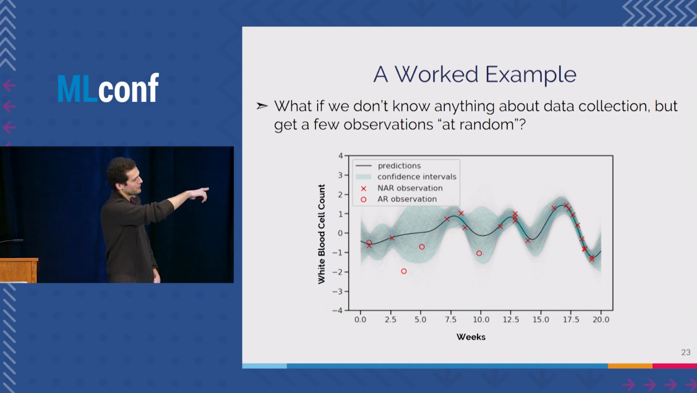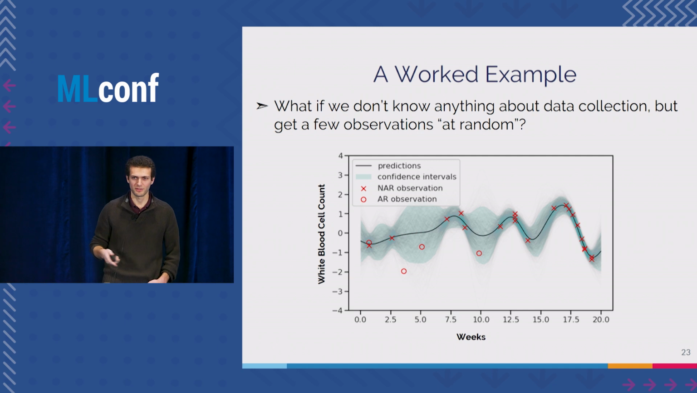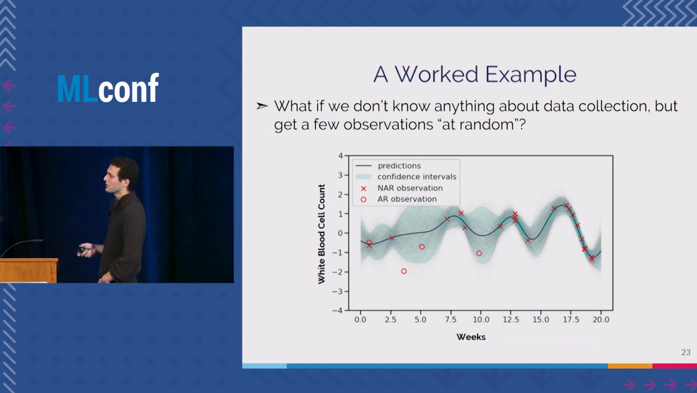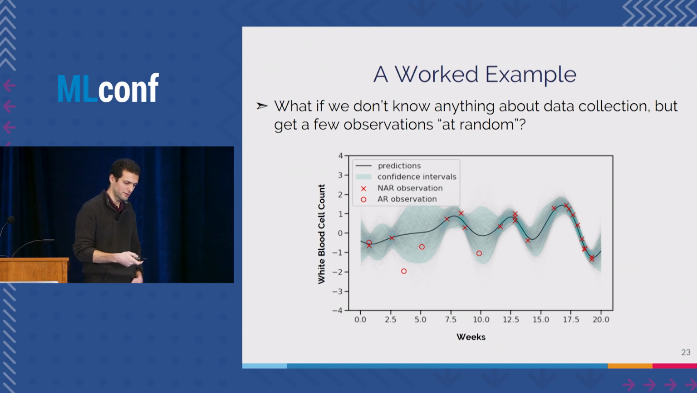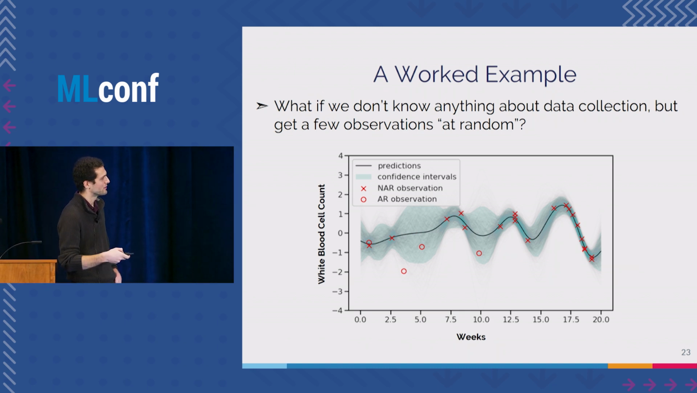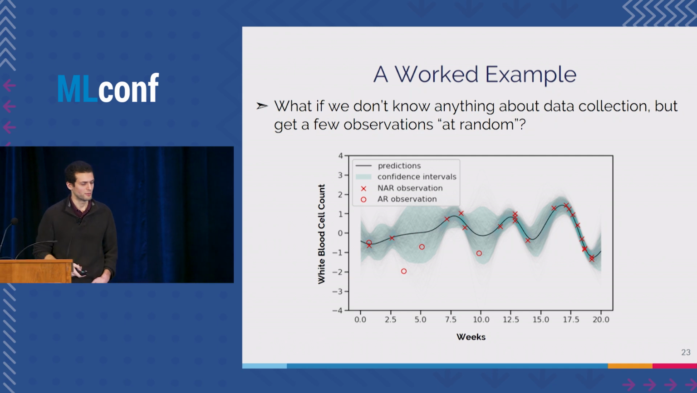The one all the way on the left is sort of exactly in the same place as the not at random observation, so that one doesn't tell us anything new. But the other ones give us sort of a window into what the true function is doing when we couldn't otherwise see it. It turns out that when we don't see it, the true function is kind of lower than we think it is.